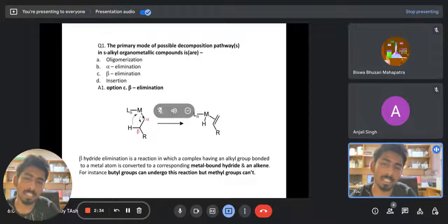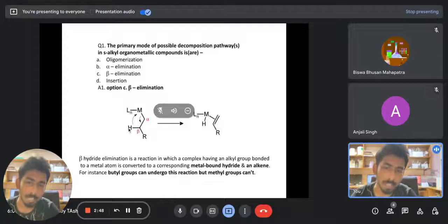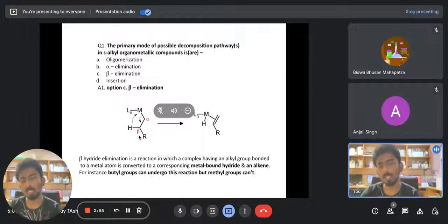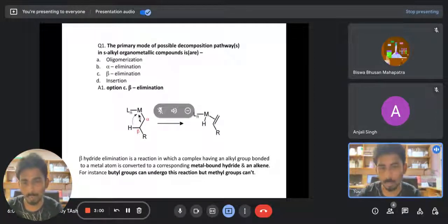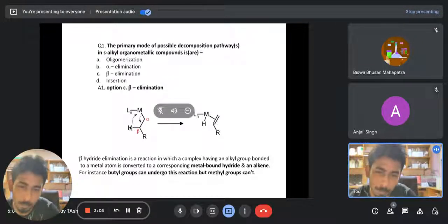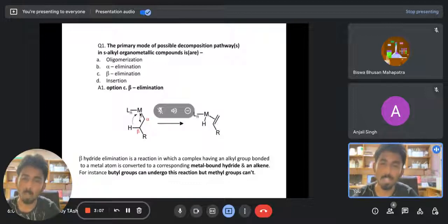You can see over here, this is the metal, and here this is the alkyl group, RCH2CH2. Now this is the alpha carbon because it's directly bonded to the metal atom. So this is beta. Here two hydrogen atoms are there. I have actually shown only one, but there are two beta hydrogens. Now the second criterion is that this beta hydrogen atom should be cis to the metal center. They should come on the same plane.